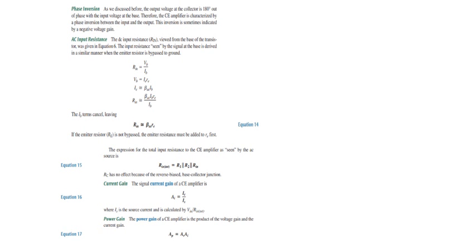These are the input resistance derivations. Okay, this is the total input resistance. This is the current gain. Current gain is IC by I source. The power gain is voltage gain AV into AI. Okay, this is regarding your common emitter configuration.